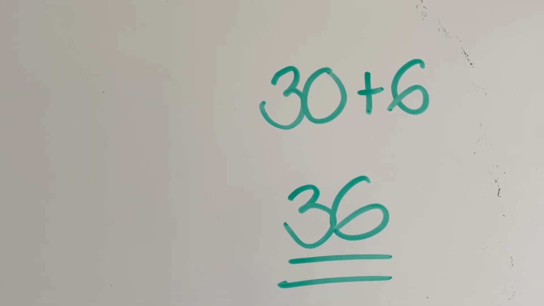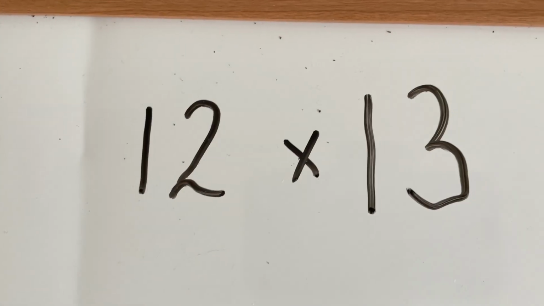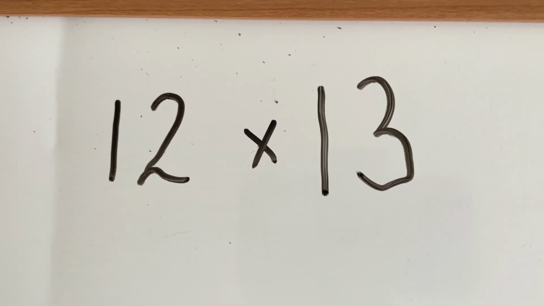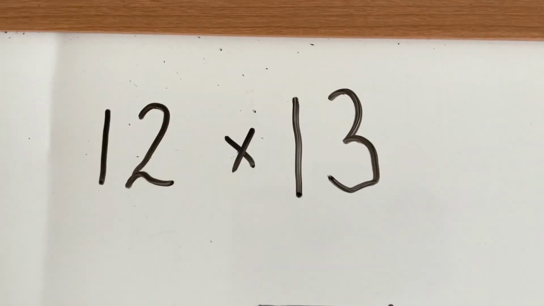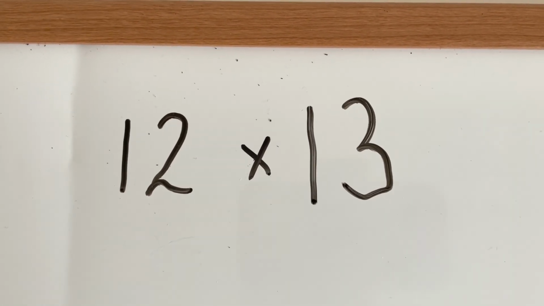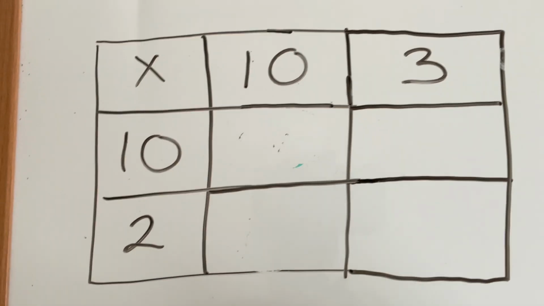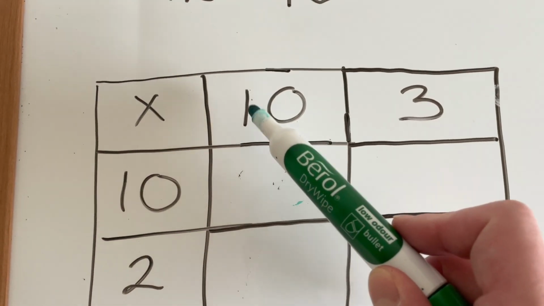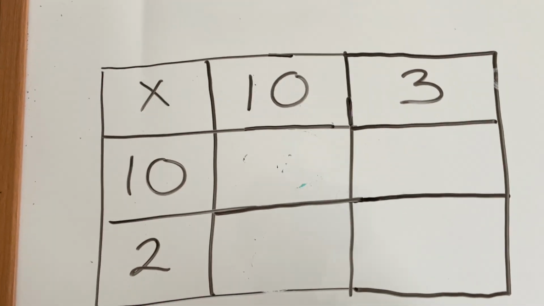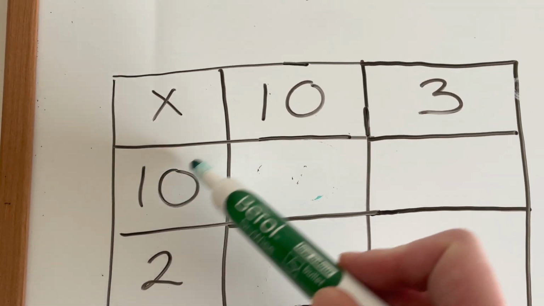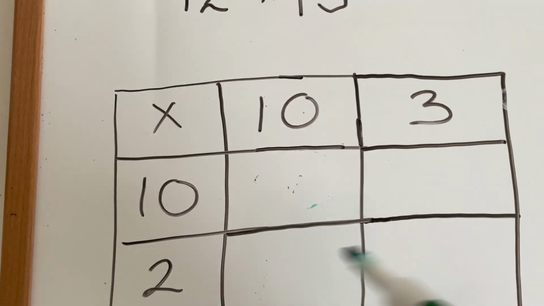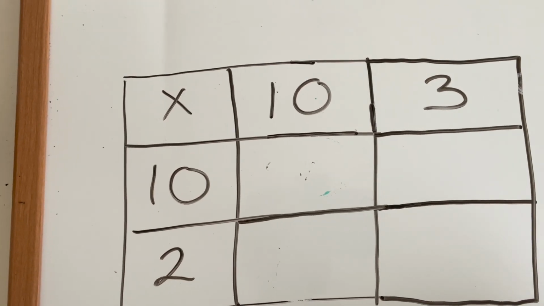Let's try it now with 2-digit multiplication. This time, instead of 12 times 3, we've got 12 times 13. So I've added a 10 to this number, so our grid's going to look slightly different. Let's come down and look at the grid. We've got our tens and our units from our 12, and our tens and our units from our 13. What we're going to do is times the tens and the tens, the tens and the units, the tens and the units, the units and the units, and then we're going to add it all up.